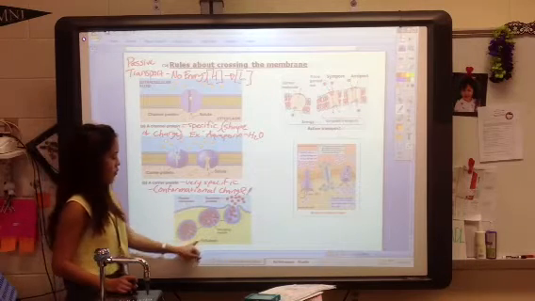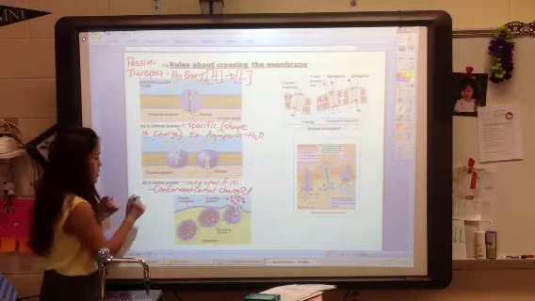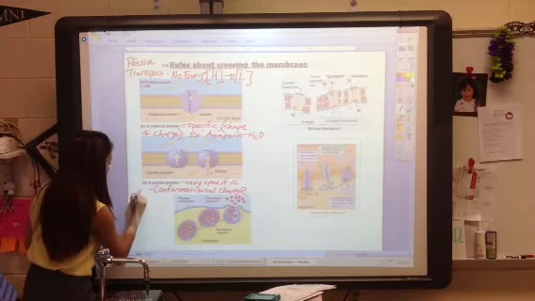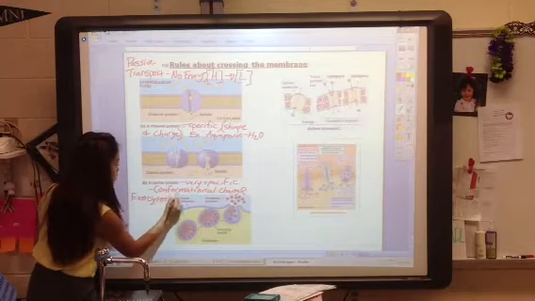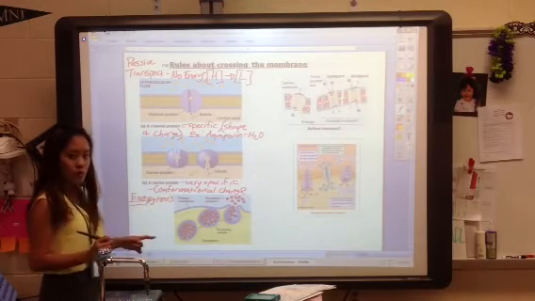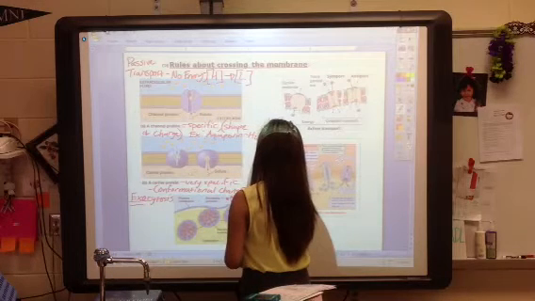The last type of passive transport is actually two things: exocytosis, the movement of molecules out of the cell, and endocytosis on the other side.